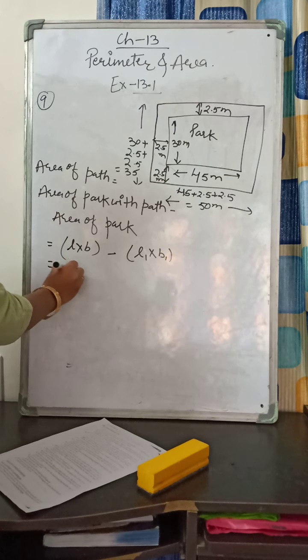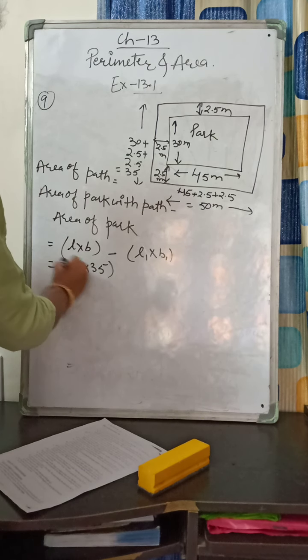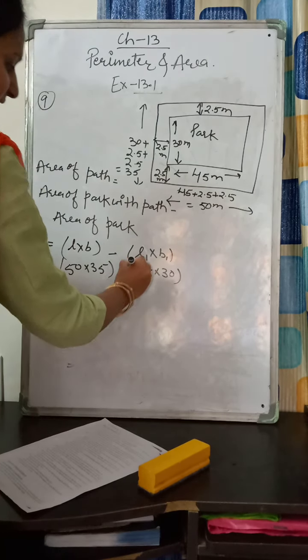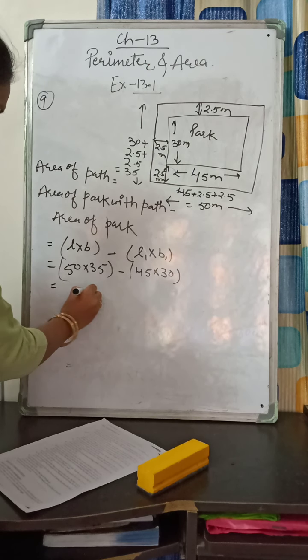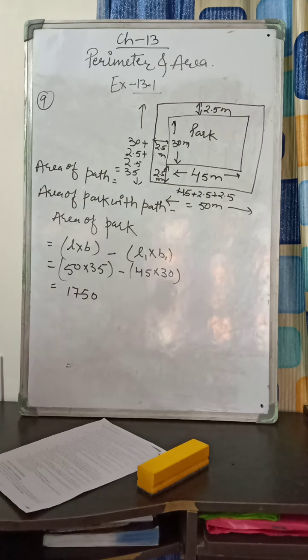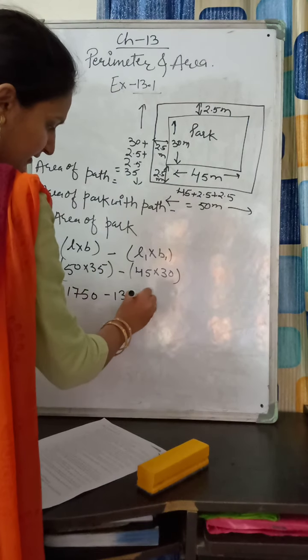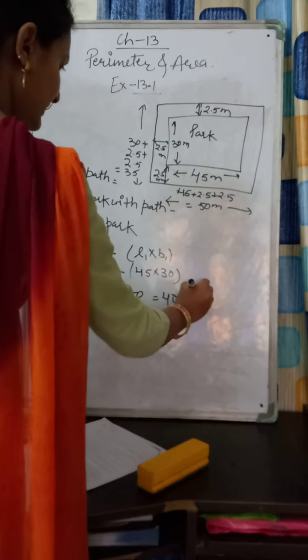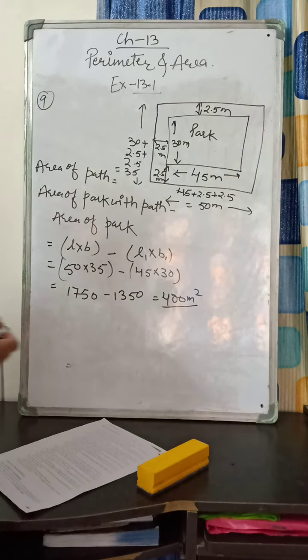So length into breadth in this case is 50 into 35 minus 45 into 30. So here we get 1750 minus 1350, so we get 400 meter square. So the area of the path of this rectangular park is 400 meter square.